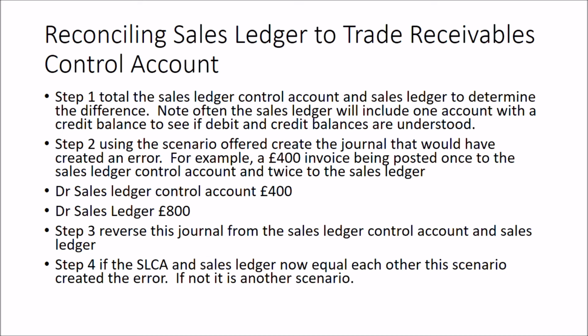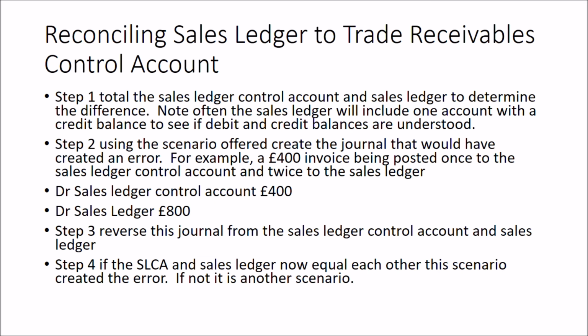They might put a credit amount in the sales ledger for an account in the sales ledger to show that, let's say, a customer paid in advance, something like that. Anyway, total sales ledger control account, total sales ledger, work out what the difference is. Then you're going to be given a series of scenarios, and you're going to pick which one could be responsible for the difference.